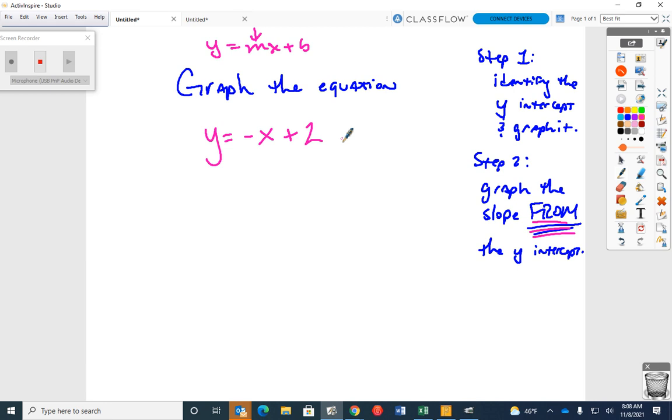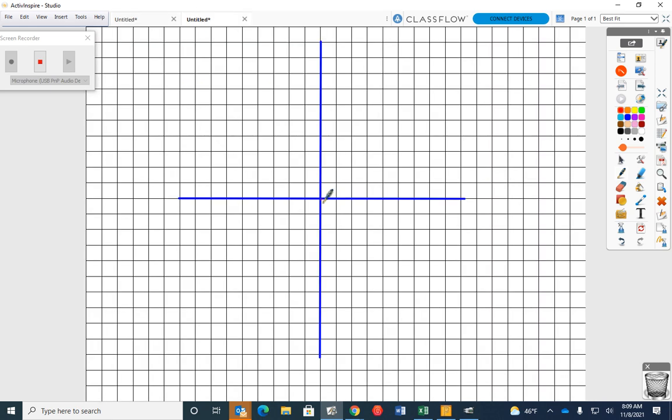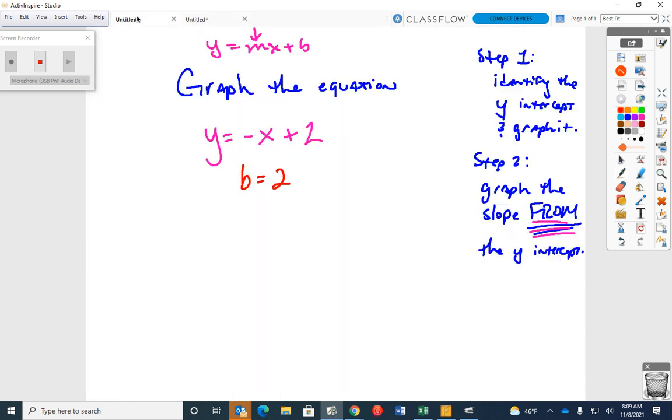Blinken. Yeah. What do I do first? Well, find the radius. Identify the y-intercept. Okay, what is the y-intercept here? 2. Okay, can I graph that? Yeah. How do I graph that? You go in the middle, go up 2. Up 2. Okay. What do I do next, Jonathan?